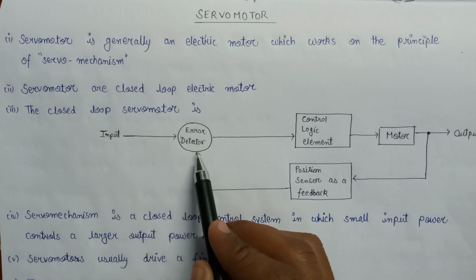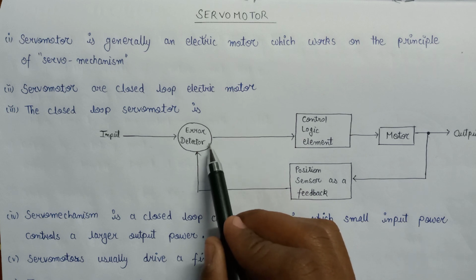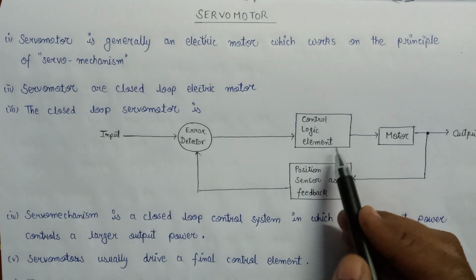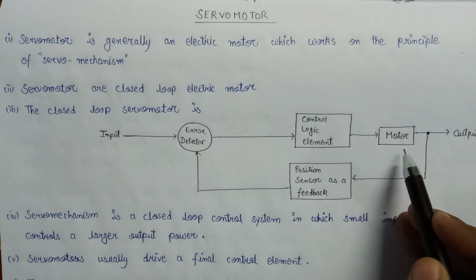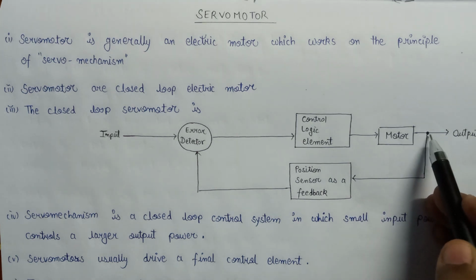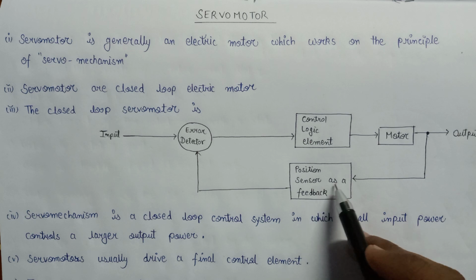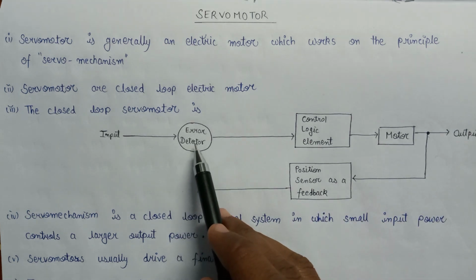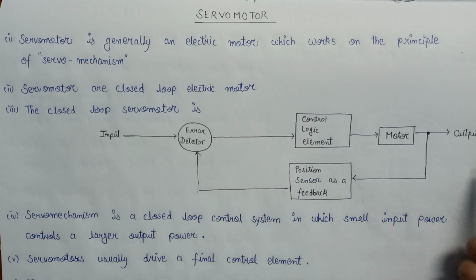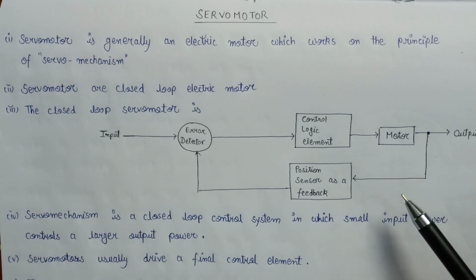Also, there is an error detector into which the input is applied. The output of this error detector is applied to the control logic element. The control logic element is directly connected with the motor, which is a rotating part, and the output of this motor is given as feedback. So the position sensor feedback is applied to the error detector. The error detector will then calculate the error and generate the output. So this is the overall functionality of a servo motor.